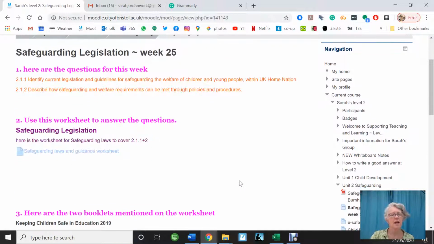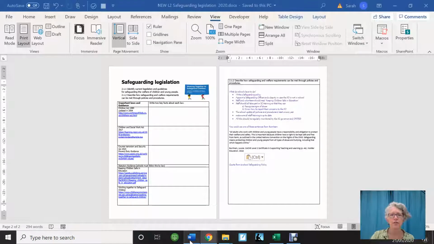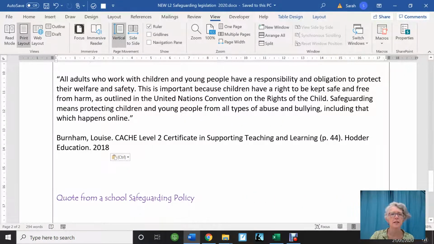Okay, so again, there's a worksheet here to help you answer the question. So we'll click on that and have a look at what you've got to do. Here's the worksheet. It's got one page for the identify question and one page for the describe question. Let's have a look.